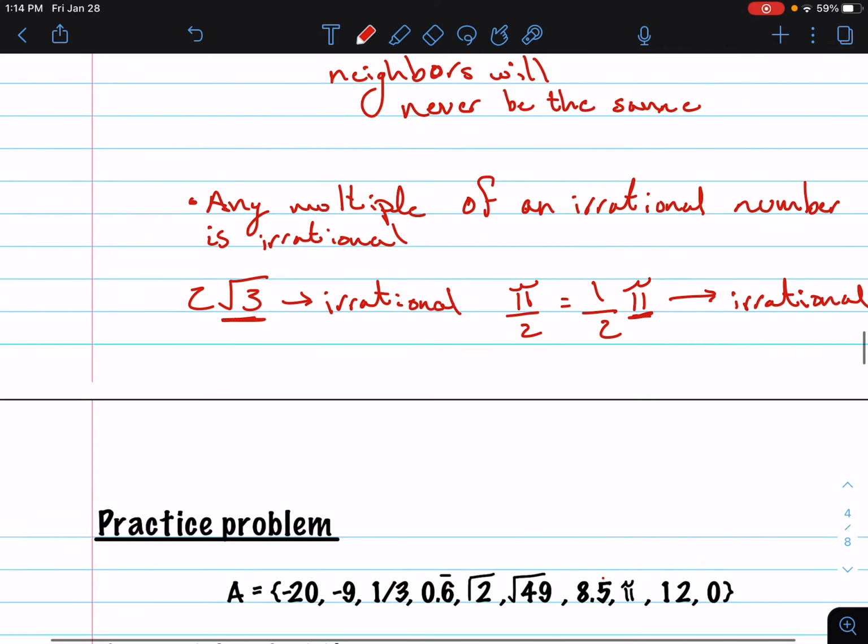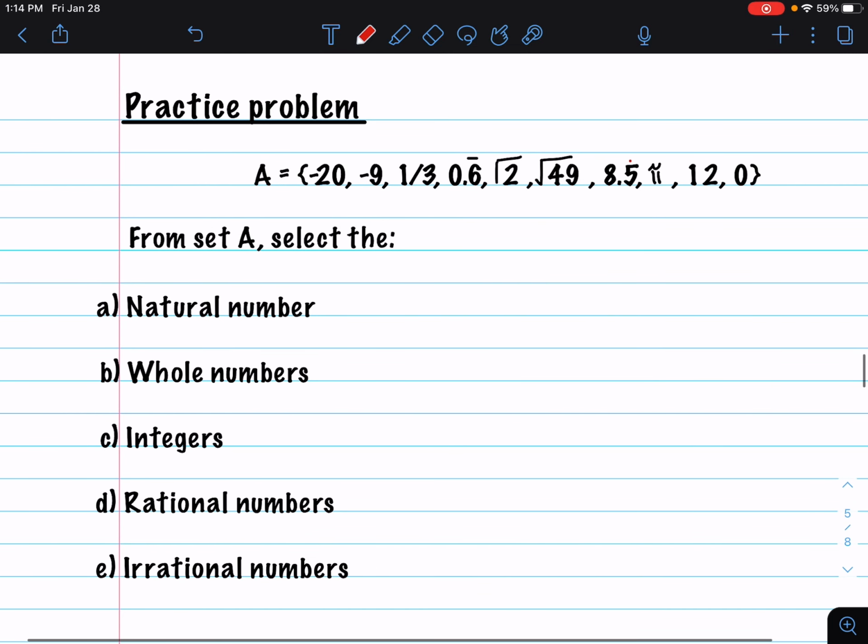And lastly, we have a practice problem. This problem is asking you to choose the different types of numbers from the set A. First we want to choose the natural numbers, and we'll go one by one through them and see if they're natural or not. Negative 20 is negative, it's not natural. Negative 9 is negative, it's not natural. 1 divided by 3 evaluates to a decimal number, so it's not natural. 0.6 repeating is a decimal number, it's not natural.